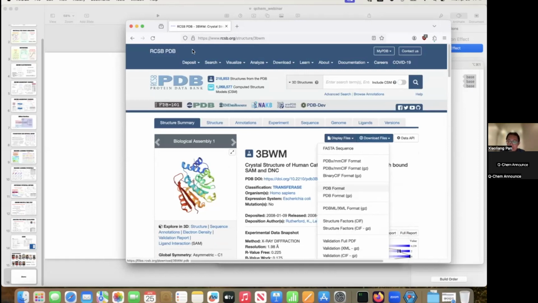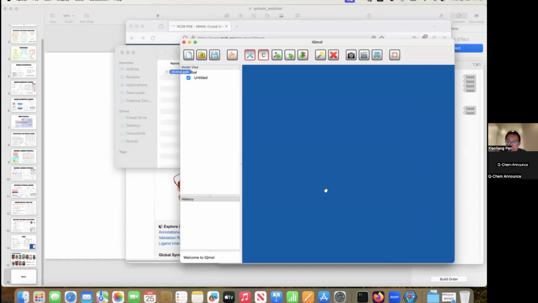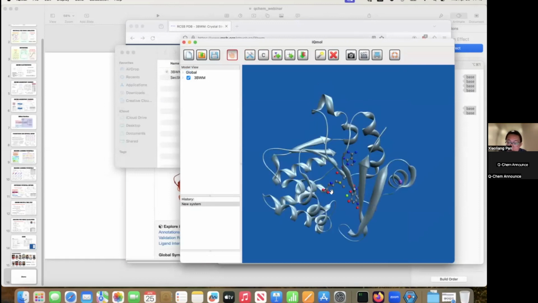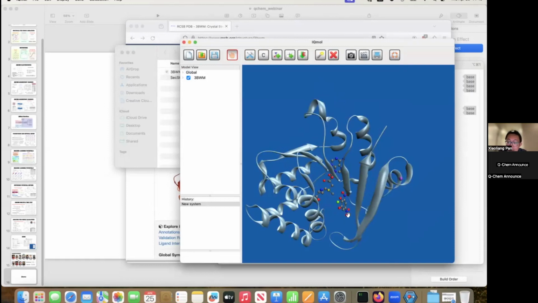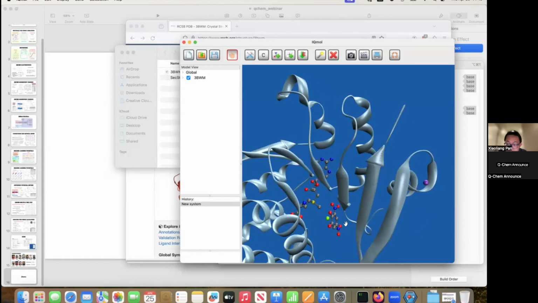Okay, the PDB is here, so we can first visualize it in IQmol. Here we can see the protein, the cofactor, and the substrate. And like I said, this is not its natural substrate, so we need to do some modifications.